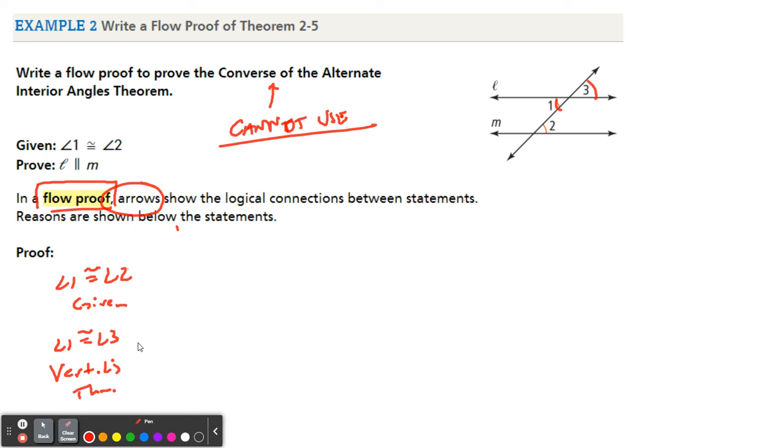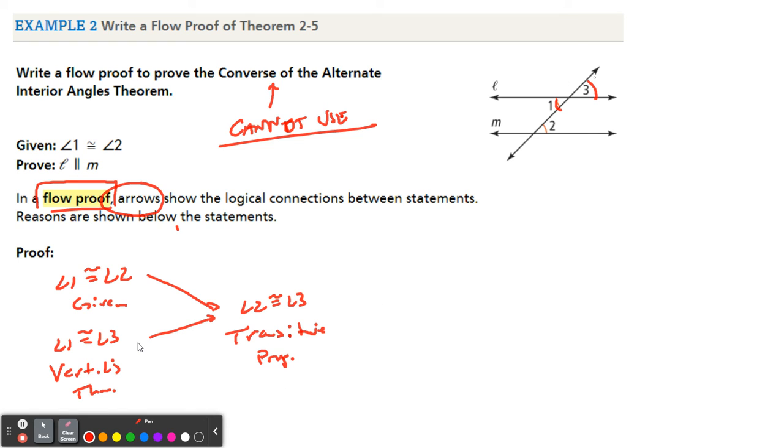So now notice that these two congruent statements both involve angle 1. So if we bring them together, we can use what's called the transitive property to say that angle 2 is congruent to angle 3. This is by the transitive property. If you remember, the transitive property mentions that if two angles are congruent to the same angle, then they're congruent to each other. That's the transitive property.